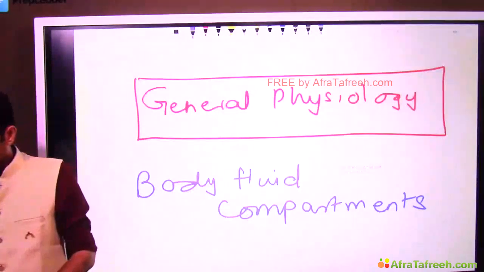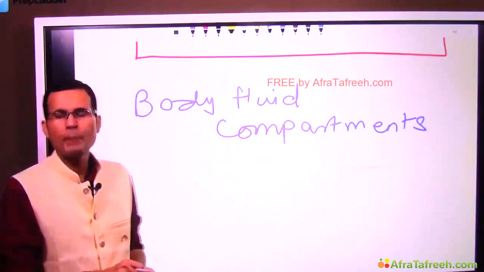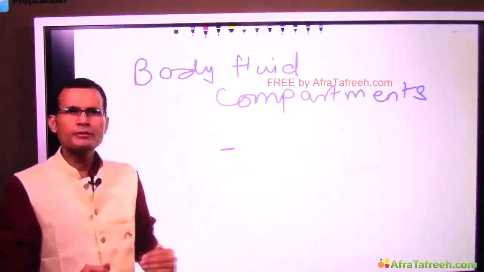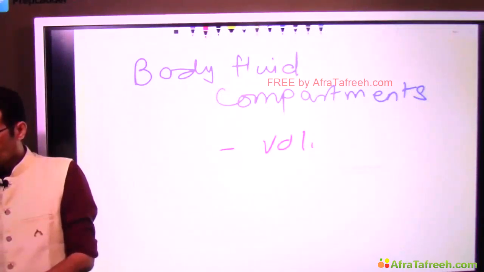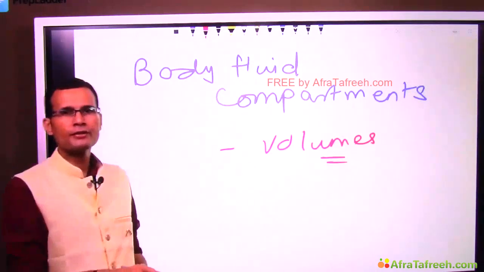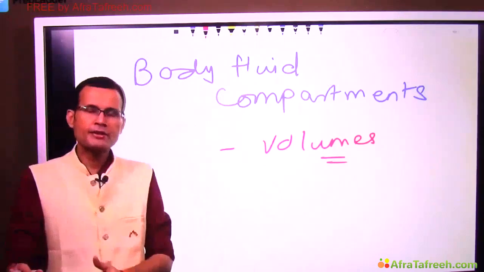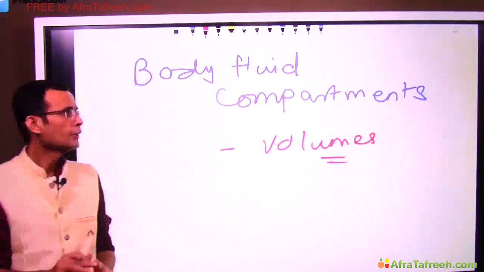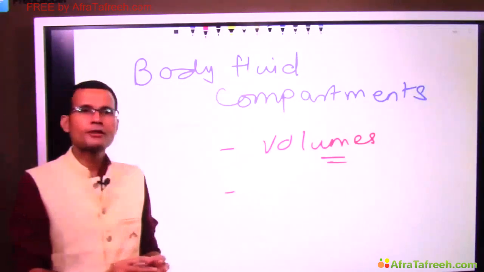Therefore, let's start with the first one, and that's body fluid compartments. We will discuss this in three small segments. First, we will describe volumes of the various body fluid compartments, the ICF, the ECF, the interstitial fluid, plasma, and so on and so forth. So what are the various volumes of these compartments?